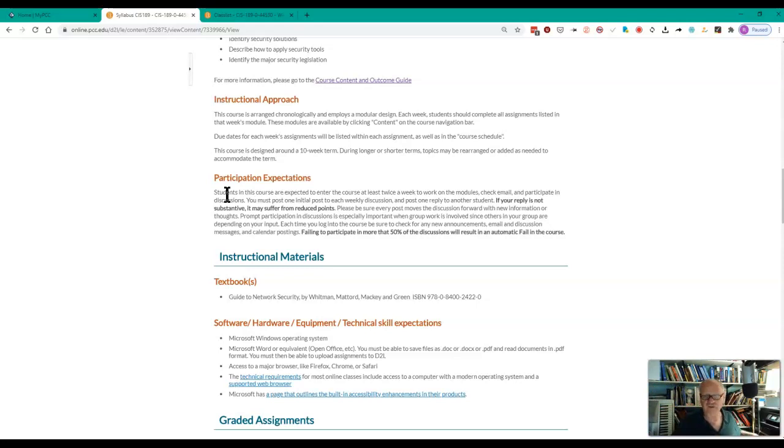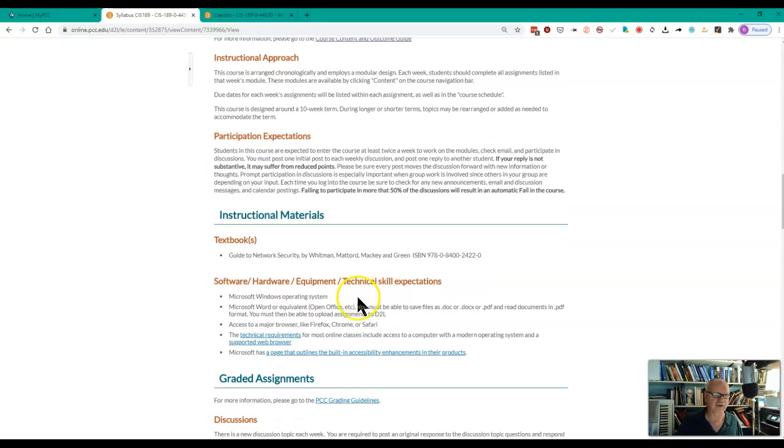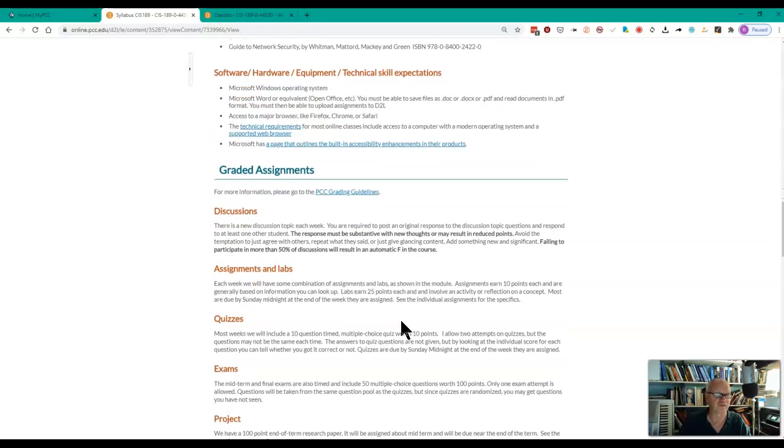This quarter, I will be expecting that you're using the Windows operating system. If you're using an Apple or Linux, you might be able to get by with it, but you absolutely must be able to upload your assignments in DOC, DOCX, or PDF format. So please, please, please be sure you do that. I don't really care which browser you use as long as it works. But if you have trouble with one browser, please do try a different browser. Chrome, Firefox, Safari are among the best of those.